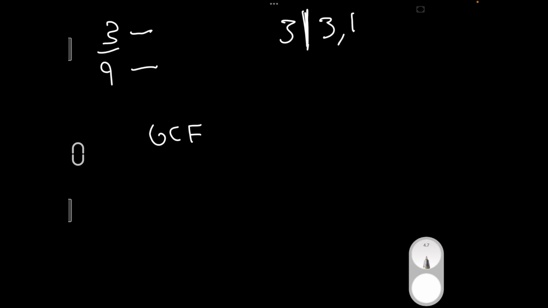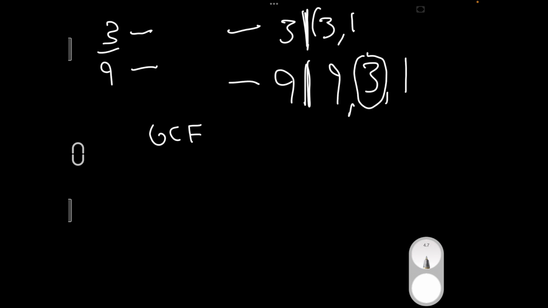So now we need to find the factors of the number 9. So 9 is a factor of 9 because you can always divide 9 by 9. 3 is a factor of 9 because you could divide 3 from 9. And 1 is a factor of 9. So what the GCF means is what is the greatest common factor from this list. So the highest number that both of these numbers share, both the numerator and denominator, is 3. This is the greatest common factor.